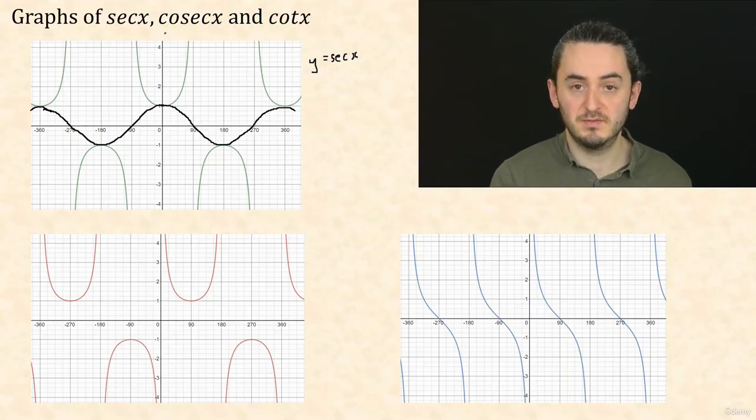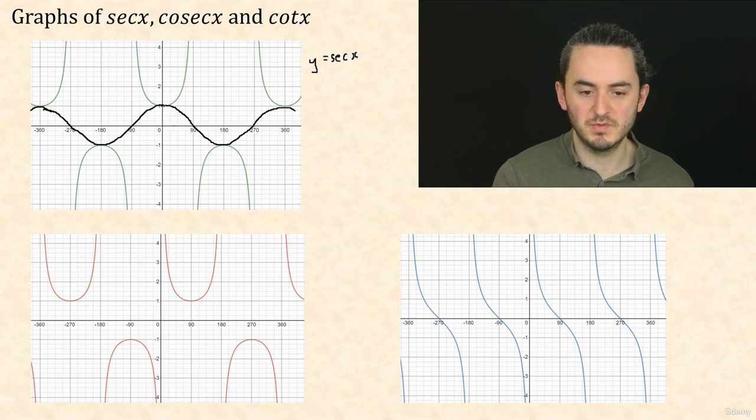Remember, sec is 1 divided by cos. So 1 divided by 1 is 1. And then as cos gets smaller and smaller, when you do 1 divided by something getting smaller and smaller, you get bigger and bigger. And as cos x approaches 0, sec x approaches infinity.